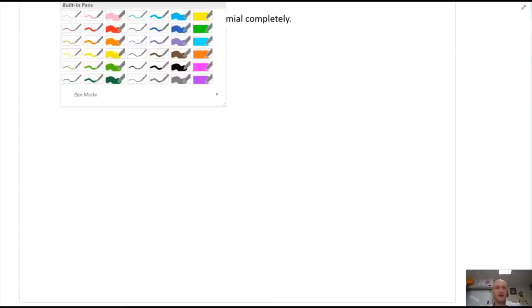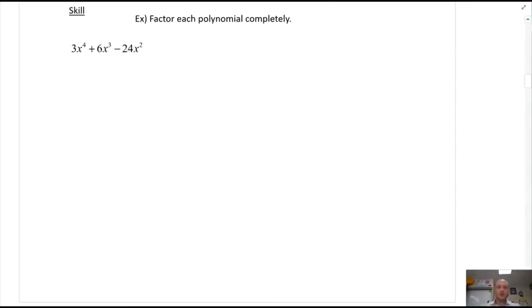And here we are asked to factor this polynomial completely. So step 1, do I have a GCF? And in this case, we do. I do have a greatest common factor. So I'm going to put a little 1 here, and I'm going to say the greatest common factor is a 3. They all share a 3, and they all share an x squared term. So I'm going to factor out 3x squared.